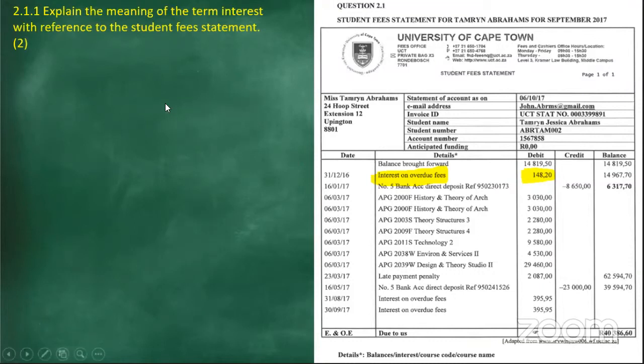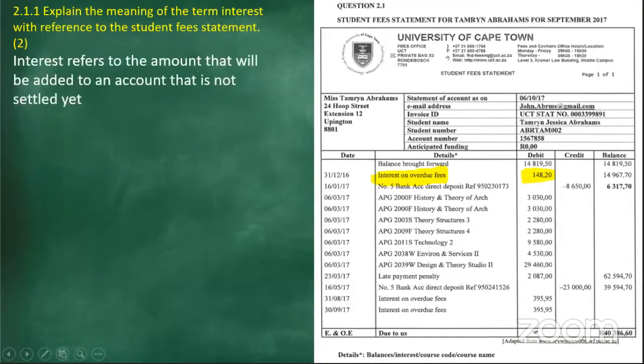So however you phrase it, Limondre and Genesis, that is correct, as long as it refers to the extra money she will now be charged for paying her fees late or for not paying on time. Your own ways are also correct, as long as we get the point across. You can say interest refers to the amount that will be added to an account that is not settled yet, because that's what universities do. If you haven't paid your account on time, they charge you interest.